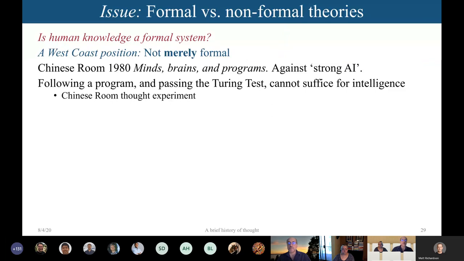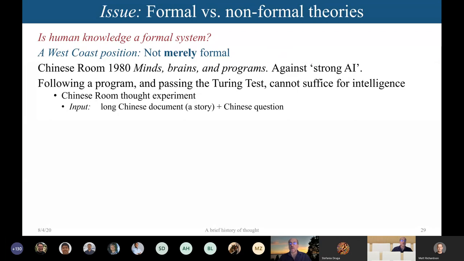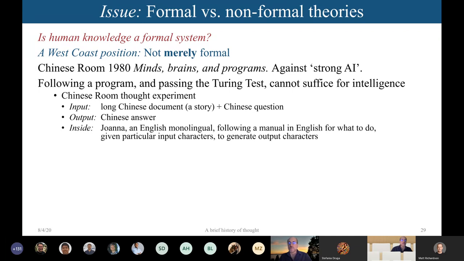The thought experiment consists of a closed room containing a person and two slots. Into the input slot goes a story written in Chinese, along with a question about the story also in Chinese. From the room's output slot, pops the answer to the question also in Chinese. The person inside, Joanna, knows only English, and she follows the instructions in a book, a manual in English, telling her what strokes to write when she sees certain strokes in the input. The book says nothing about the meaning of Chinese characters.